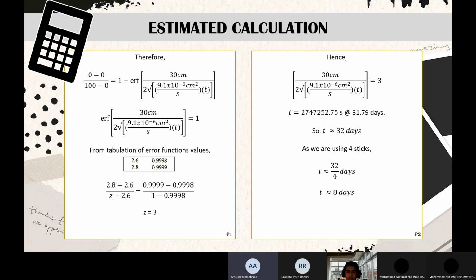So moving on to the estimated calculation. Here's the estimation we made, where the error function is equal to 1. We obtain the z value, which is equal to 3. And then we solve the equation and get the time taken for the diffuser to end, which is 31.79 days, equivalent to around 32 days for one stick. So as we are using 4 sticks, the time taken is around 8 days.